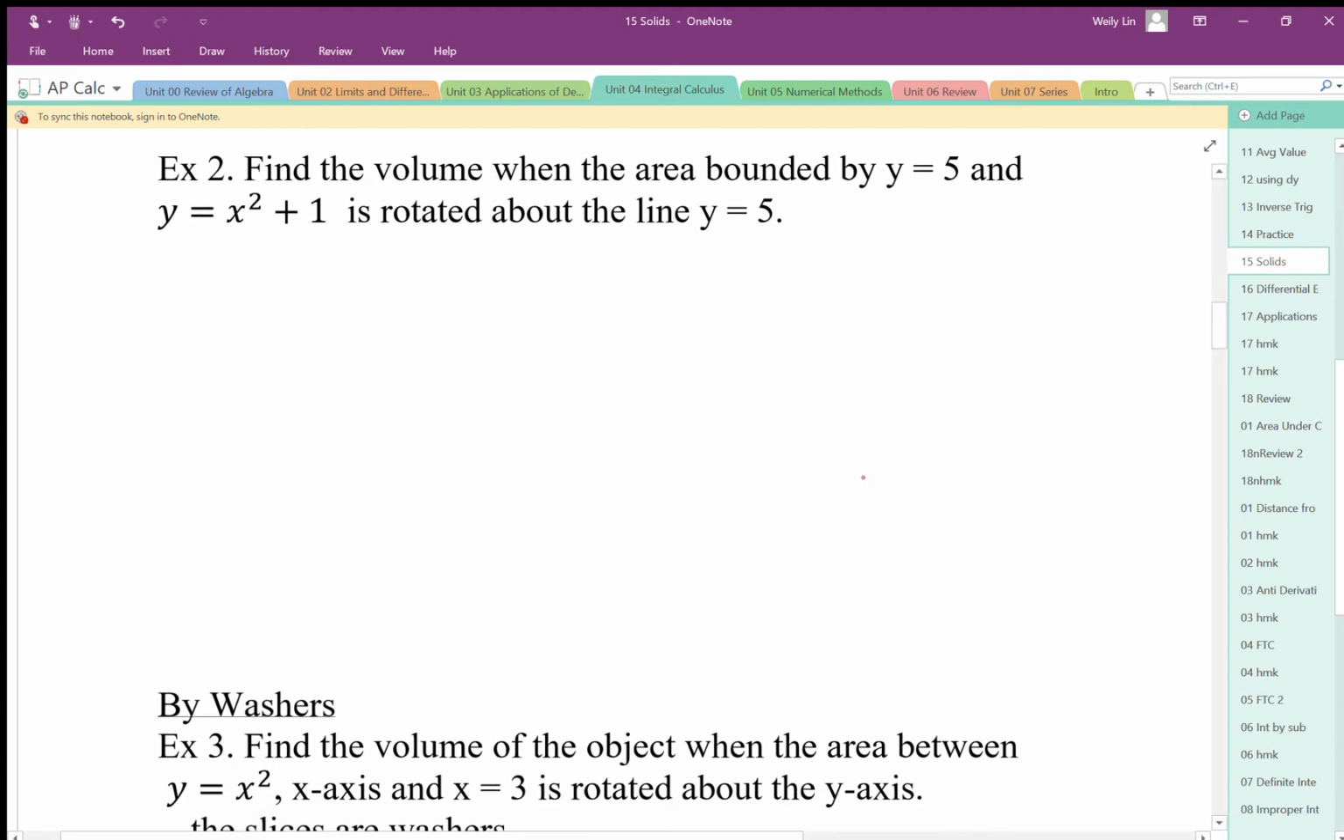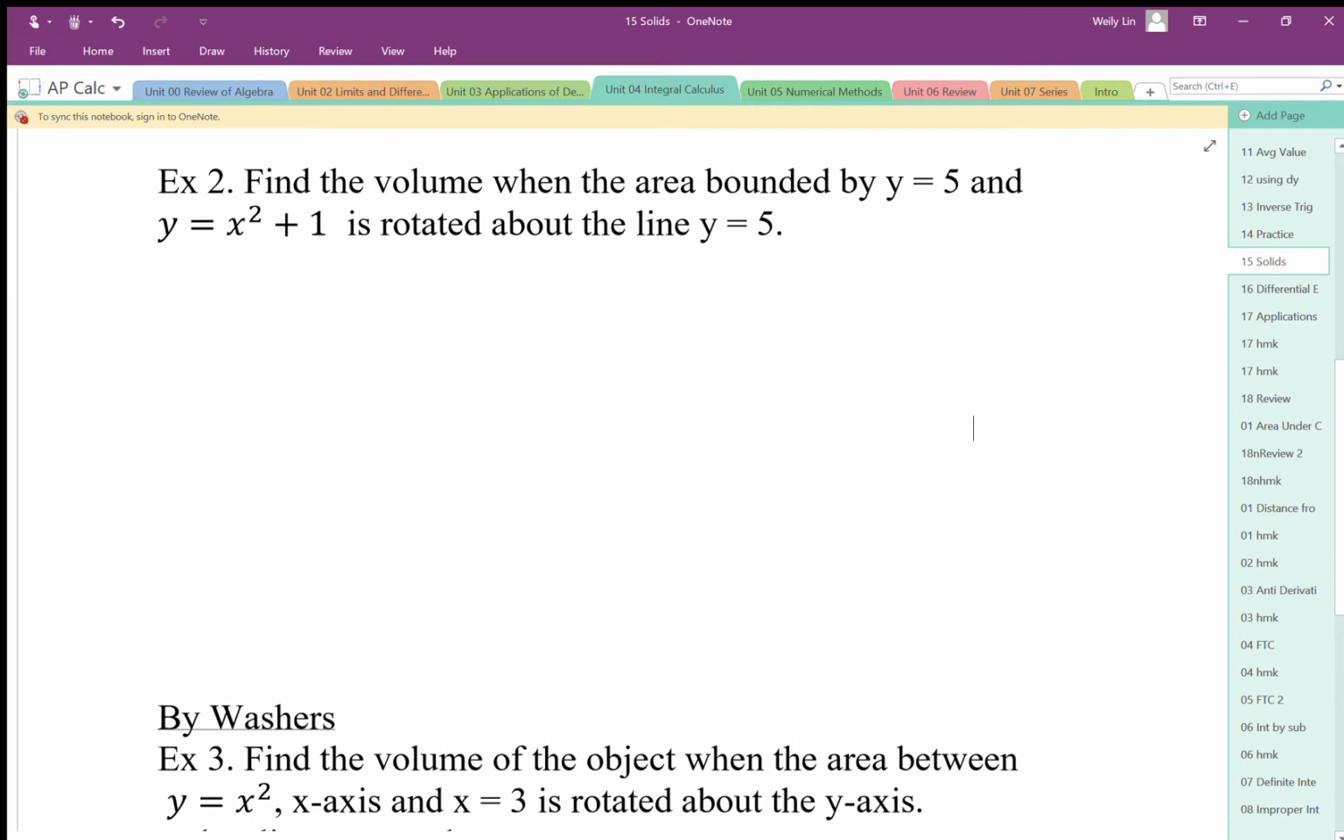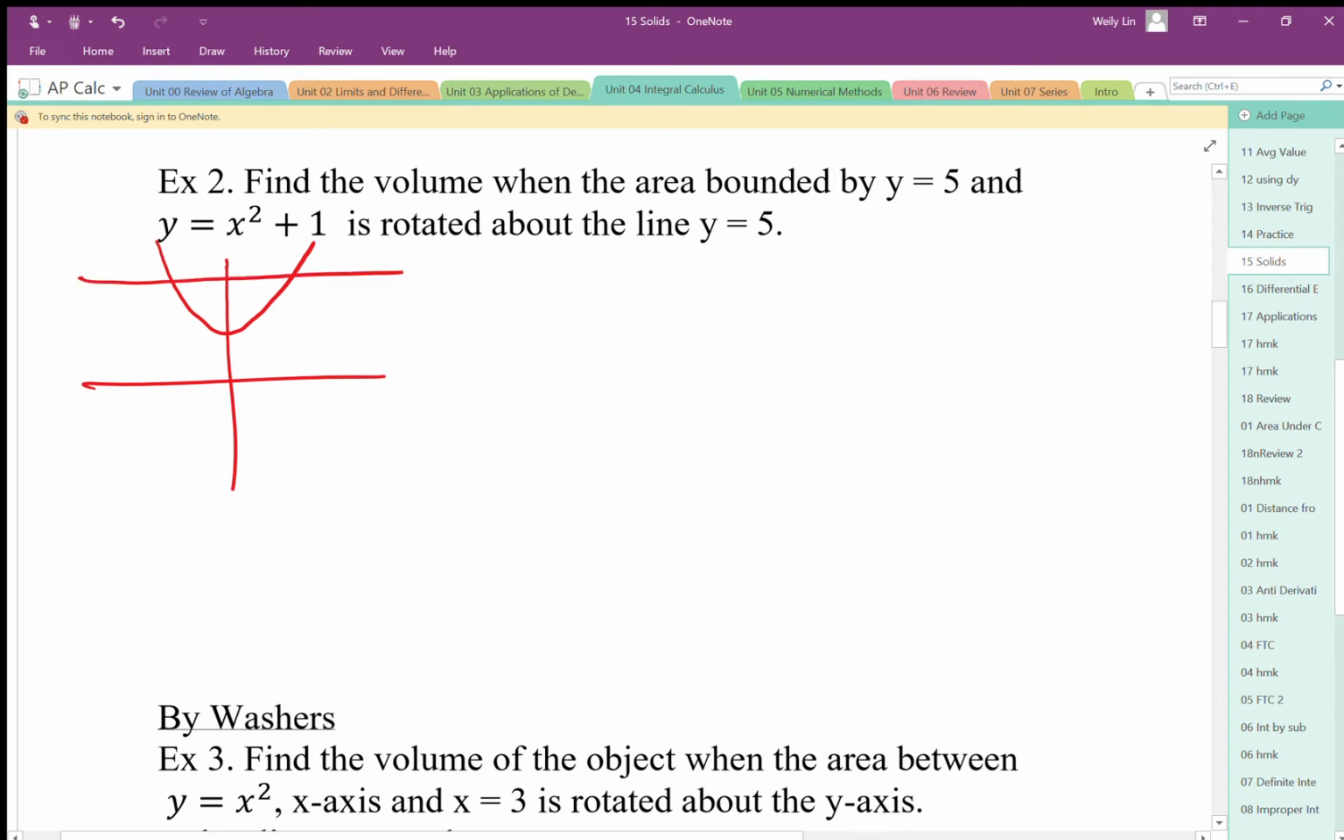Okay, so this one here, we're gonna draw the graph of y equals x squared plus 1. So it's going to be this parabola here. And we're going to rotate this graph around this line y equals 5. Okay, so I'm just going to draw this a little bit better. It's going to look more like that.